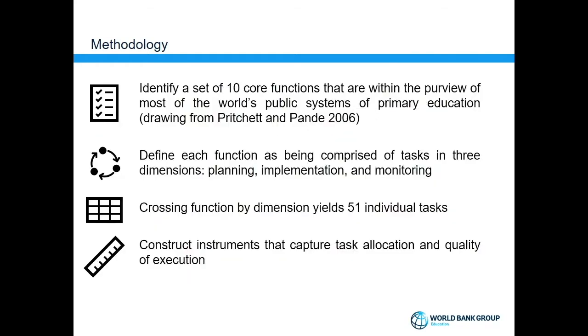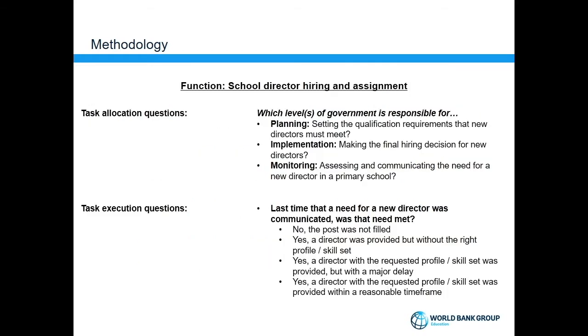So we identified many tasks and spent a lot of time on trying to winnow down the list for tractability, to be able to collect data and not go around and try to ask people about 300 things. So we winnowed it down to basically 51 tasks in that function dimension crossing. And then we constructed instruments to try to capture these measures of task allocation and task execution that I talked about.